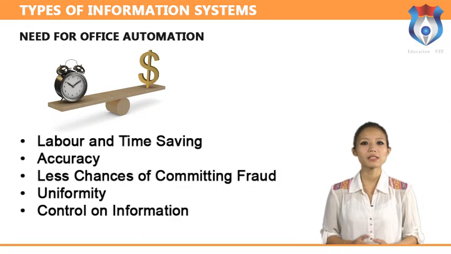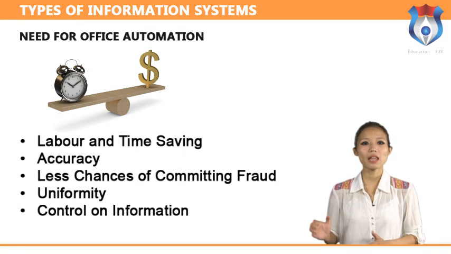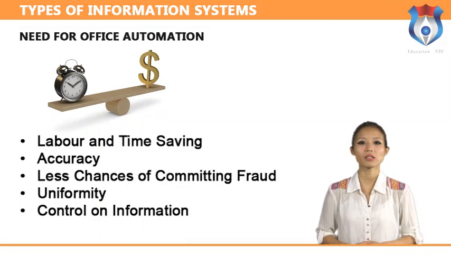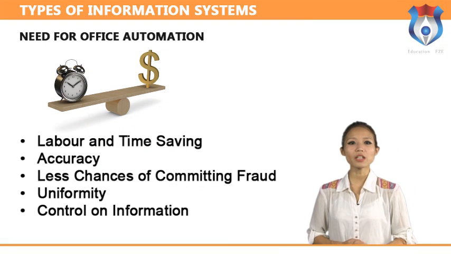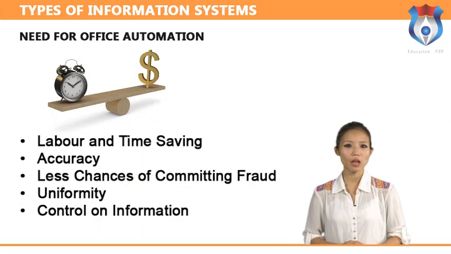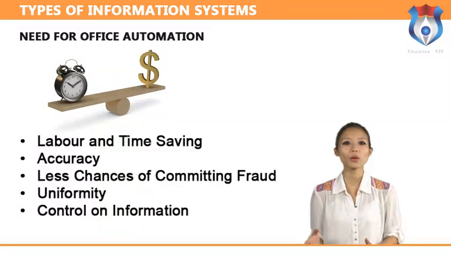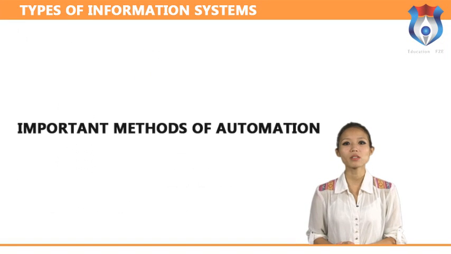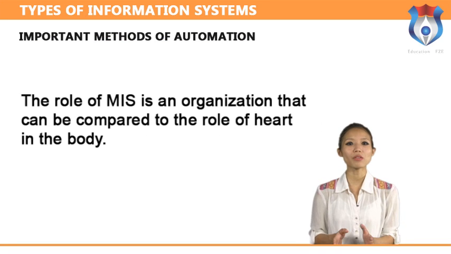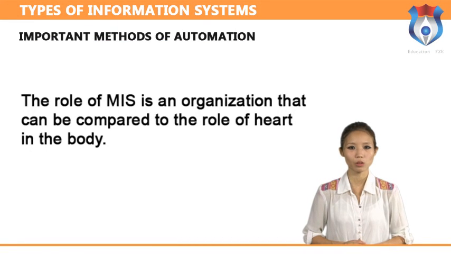Uniformity in work. It is necessary to get neat, legible and uniform types of reports and documents. Greater control on information. The management can achieve greater control on information. They also get accurate information quickly so that office work can be performed more efficiently. Important methods of automation. Some of the important methods of automation are discussed below.